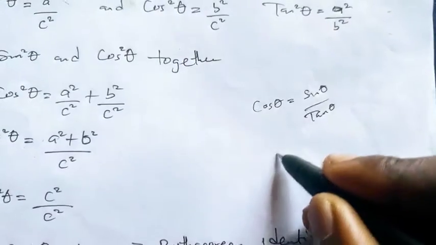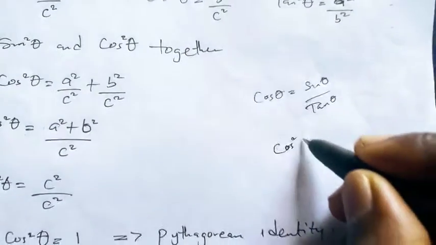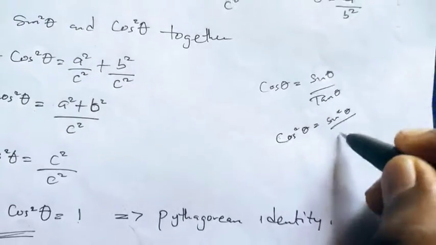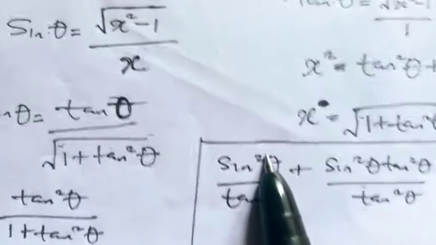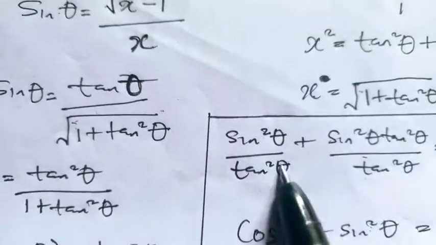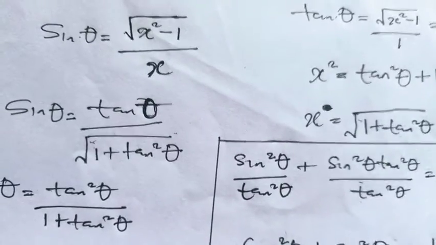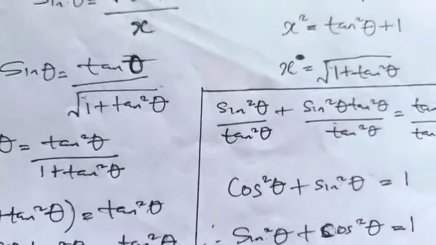Now if I square both sides, I'll have cos square theta will be equal to sine square theta over tan square theta. So this is what I have here, that my sine square theta over my tan square theta has to be equal to my cos square theta. And we can see that this is another way of proving the Pythagorean identity.